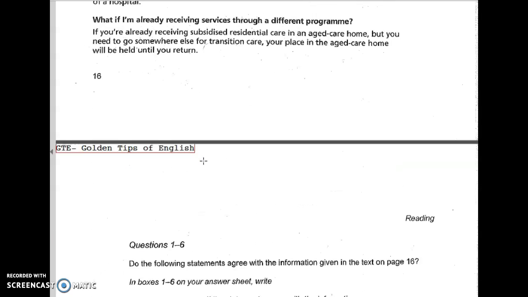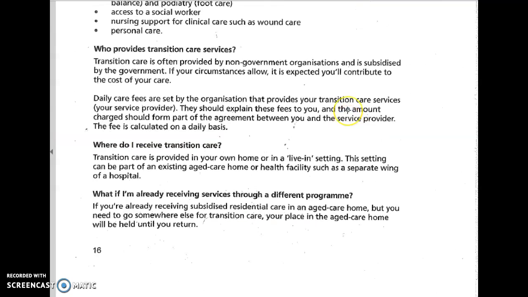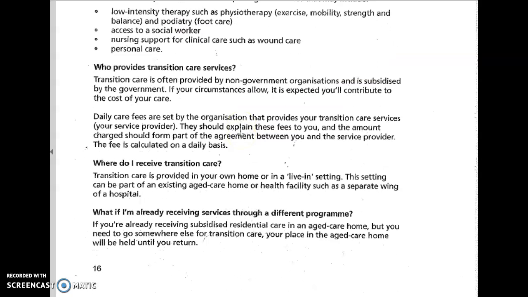Okay, so I would say, only hospital patients can go on to have transition care. I would say yes. Transition care may be long-term or short-term. What did they say here? They say limited time only to live in the longer term. So to make a decision about the best place for them to live in the longer term. It's hard to tell. Anything else?